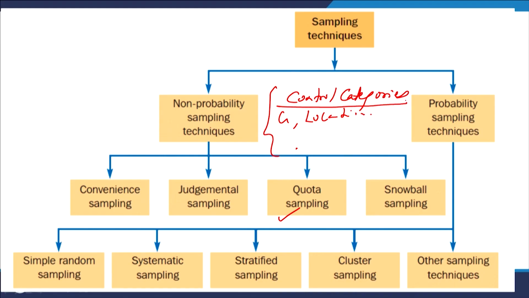It is a two step process. Like judgmental, it is also called a two stage judgmental process. In the first stage you develop the control categories on which you will collect the data. Second is how much data from each category you will collect. The reason it comes under non probability sampling is that you are using judgment in selecting the number of respondents. So, both ways you have used your judgment. That is why it is a non probability sampling.